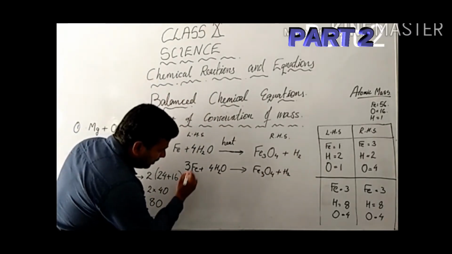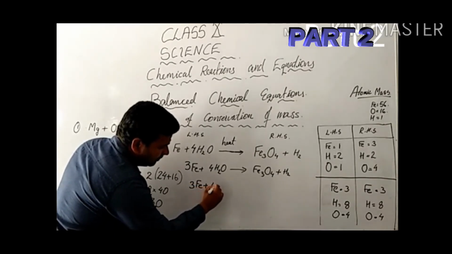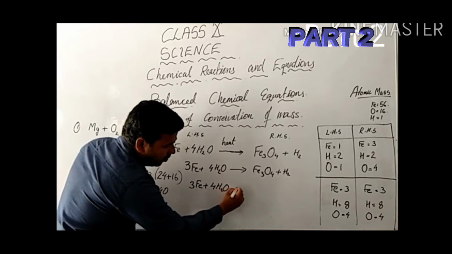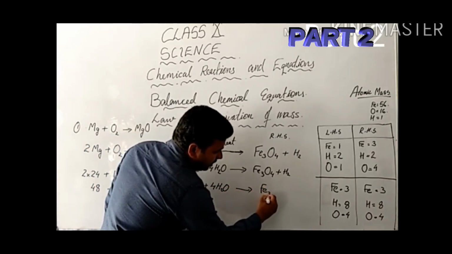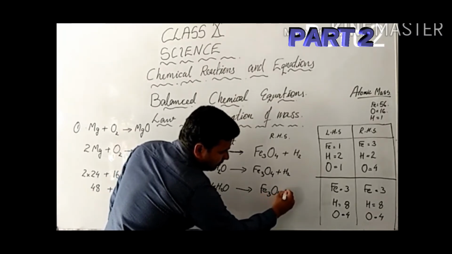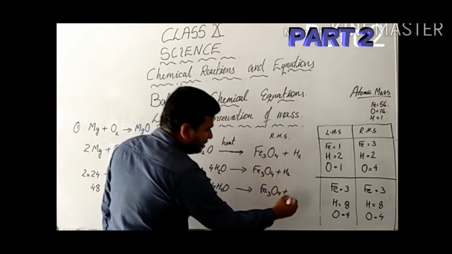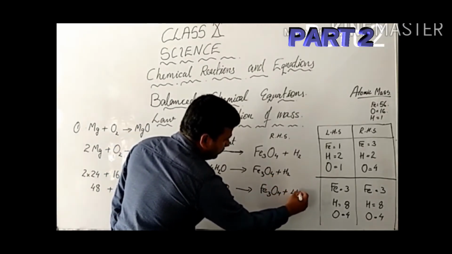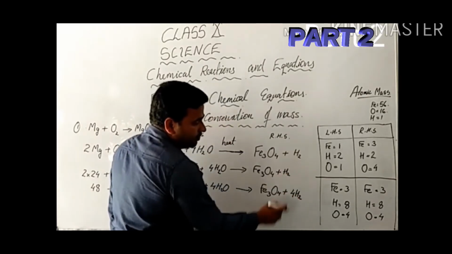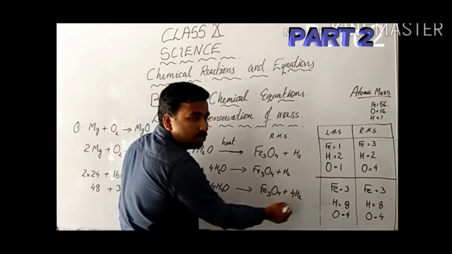In order to do that, we can write that equation again: 3Fe plus 4H2O reacts to give Fe3O4 plus, in order to make the hydrogen atoms 8, we can multiply it with 4, so 4H2. Just write here 4H2: 4 into 2, 8.